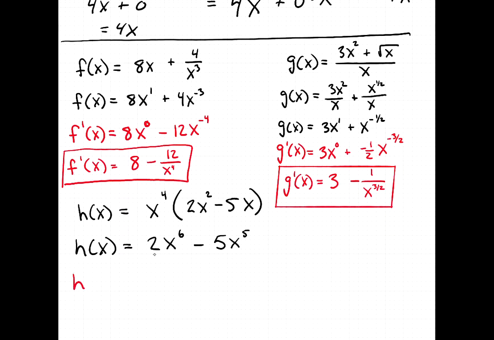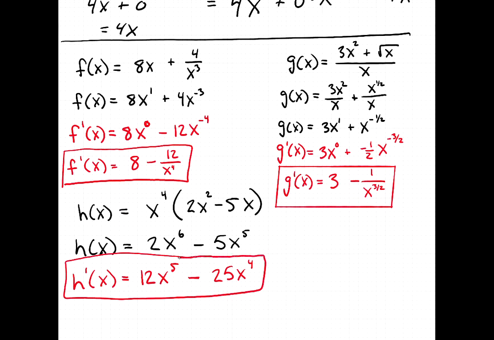So now it is in the correct form to apply the power rule. So the derivative is equal to the power comes out front. 6 times 2 is 12. The power drops by 1. Minus, the power comes out front. 5 times 5 is 25. The power drops by 1. And that's it for the derivative of h of x.